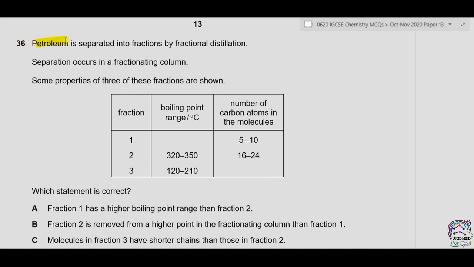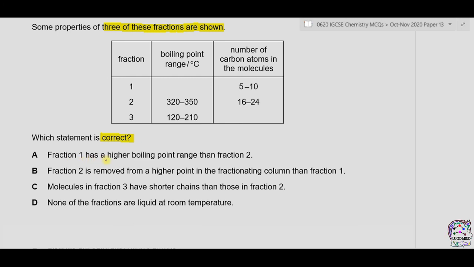Question 36. Petroleum is separated into fractions by fractional distillation. Separation occurs in the fractionating column. Some properties of 3 of these fractions are shown. Which statement is correct? A. Fraction 1 has higher boiling point range than fraction 2. As we can see, in fraction 1 the number of carbon atoms in the chain is less as compared to fraction 2, which is 16 to 24, so therefore the boiling point will be lower. So A is incorrect.